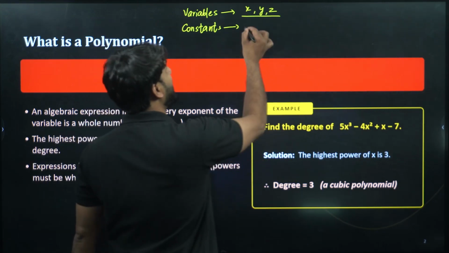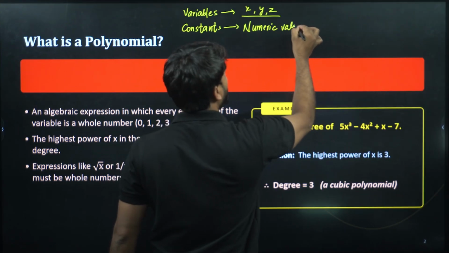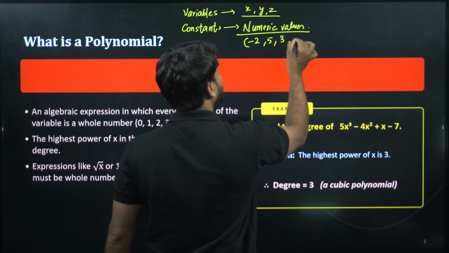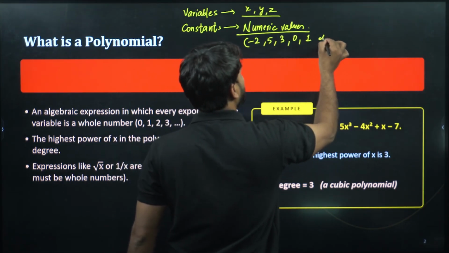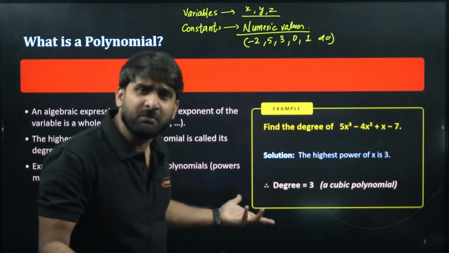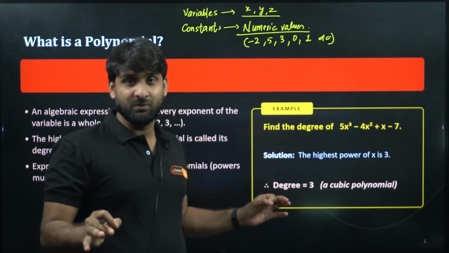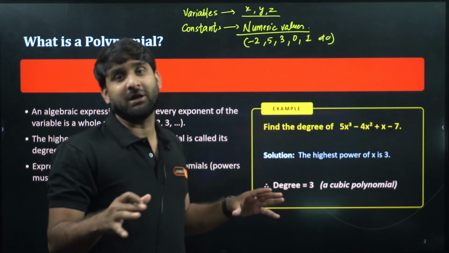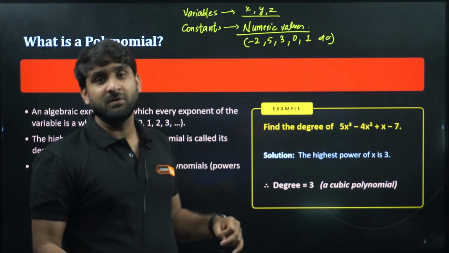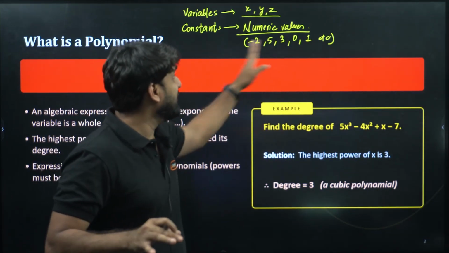And constants are the numeric values, for example, -2, 5, 3, 0, 1, etc. These are called constants. Why constant? Because if I talk about 5 means 5. 5 will always remain as it is because 5 is 5, until and unless we are not doing any kind of mathematical calculation. We are not multiplying any number to 5. We are not adding any number to 5. We are not subtracting any number to 5. So 5 will remain as it is. 5 means 5. 3 means 3. 0 means 0. So their values are fixed.